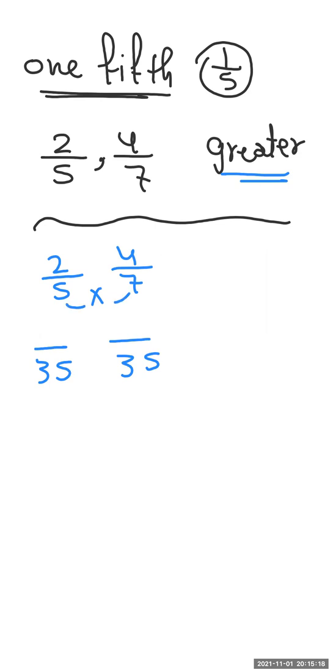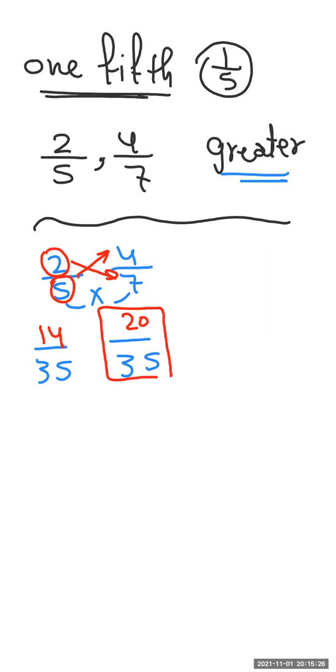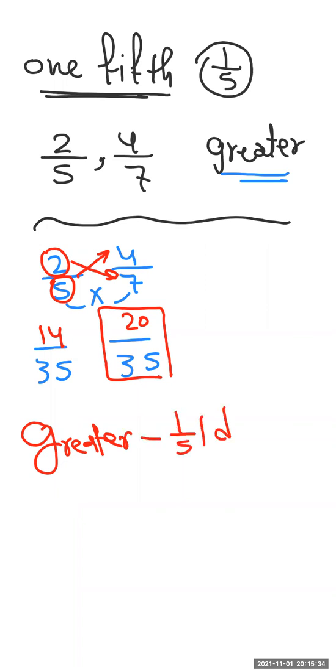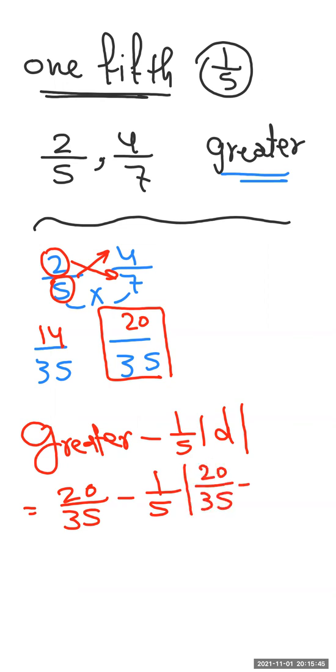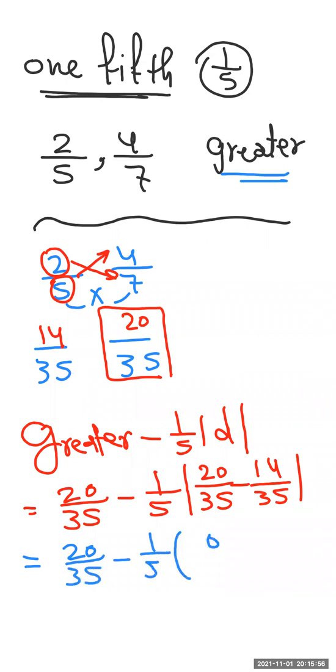Now, get the two numerators. 2 times 7, it's 14. 5 times 4, it's 20. Which one is the greater? This one. So greater minus 1 over 5 times the absolute value of the distance. So the greater is 20 over 35 minus 1 over 5. The absolute value of the distance means 20 over 35 minus 14 over 35. So it will equal 20 over 35 minus 1 over 5 times 6 over 35.